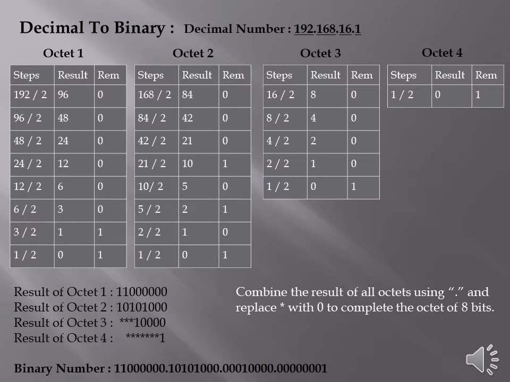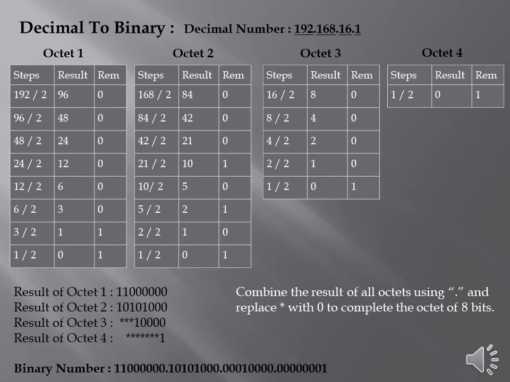So again, result of octet 2 would be calculated from the last step of octet 2, and that remainder is 1, 0, 1, 0, 1, 0, 0, 0. Similarly, in octet 3, 16 by 2, result would be 8. 8 by 2, 4, 0. 4 by 2, result 2, 0. 2 by 2, result 1, remainder 0. 1 by 2, result 0, remainder 1.